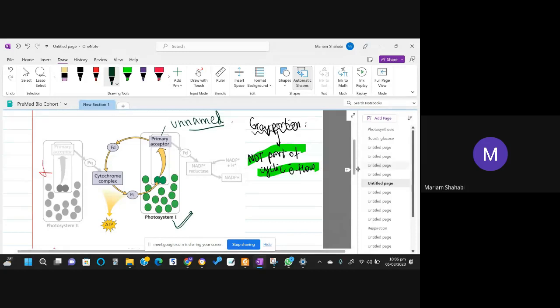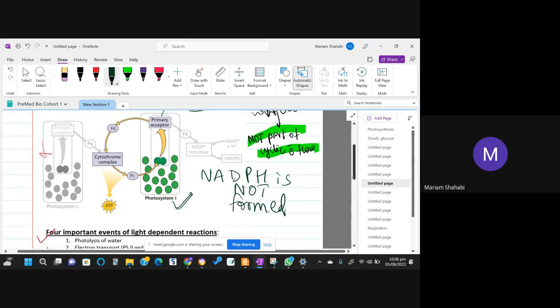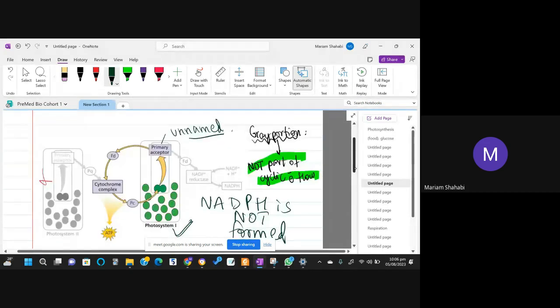अब इस cyclic flow के अंदर NADP has no role at all. NADP plus has no role at all. So NADPH is not formed. And that is like the key difference between cyclic and non-cyclic of electron flow.